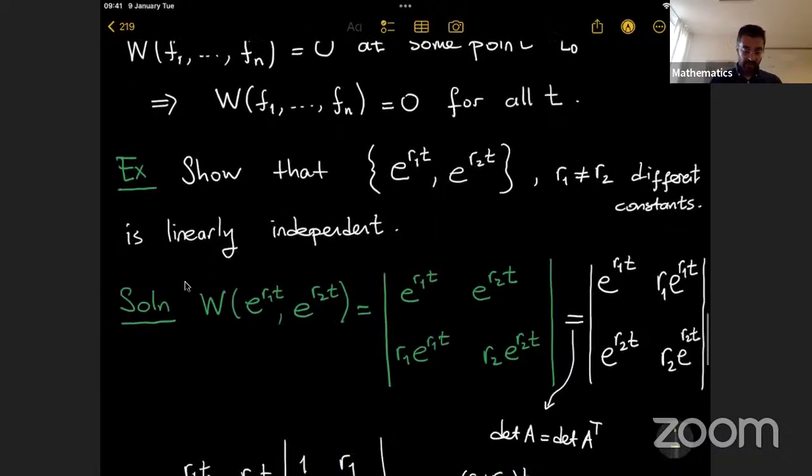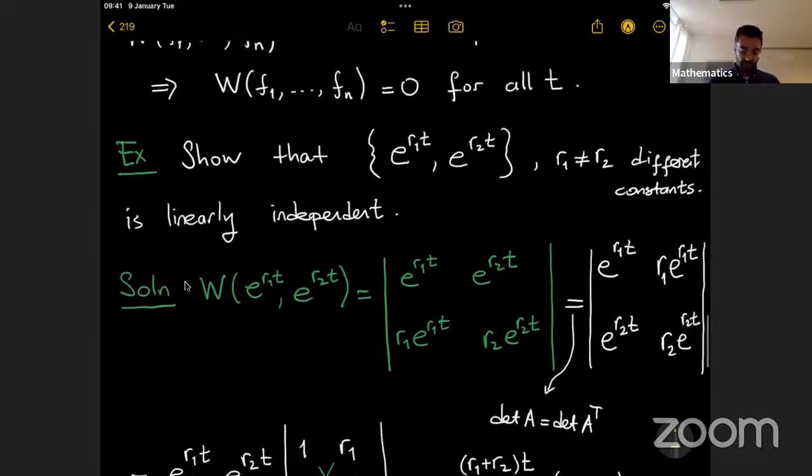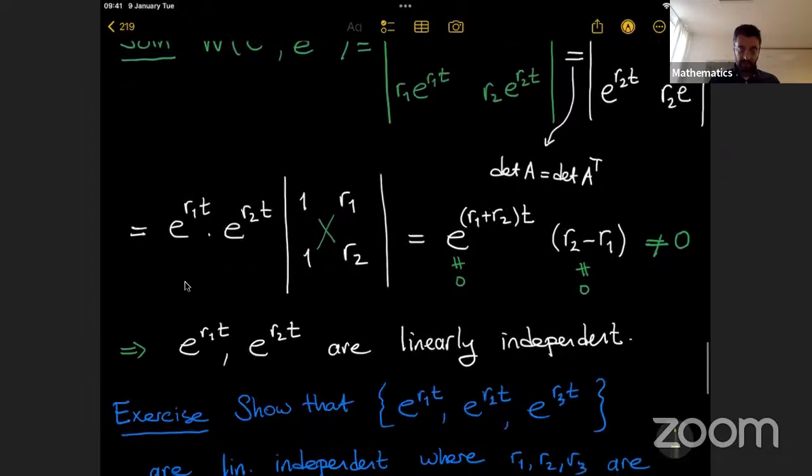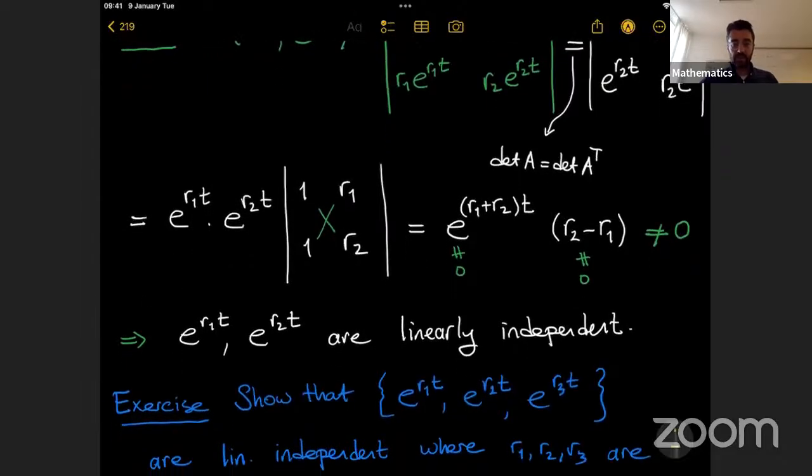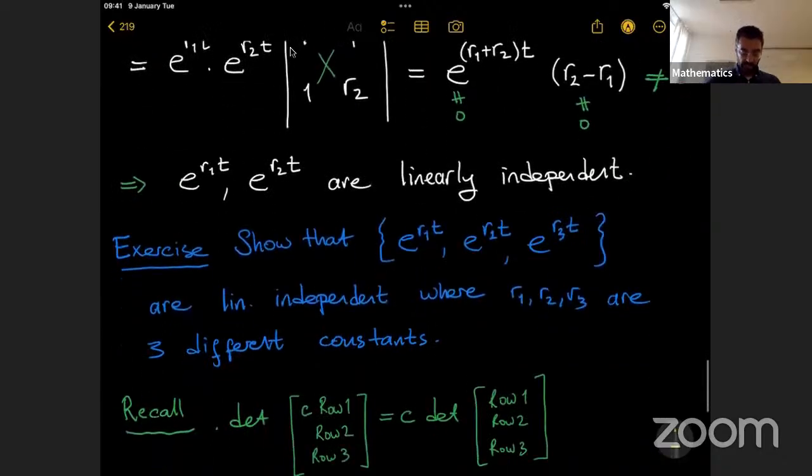And we had this example where we checked the linear independence of these two functions using the Wronskian, and we get that the Wronskian is non-zero. It's never zero, and we conclude that these are linearly independent. And that was an exercise for you.